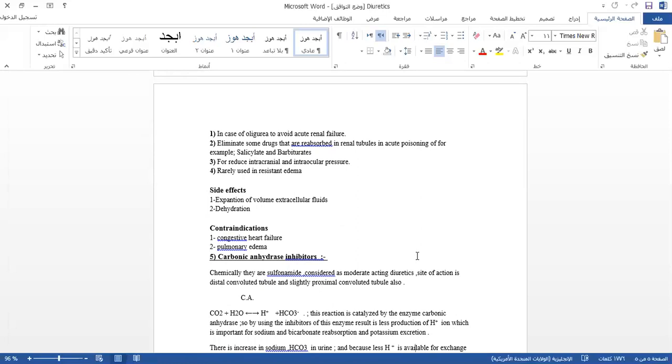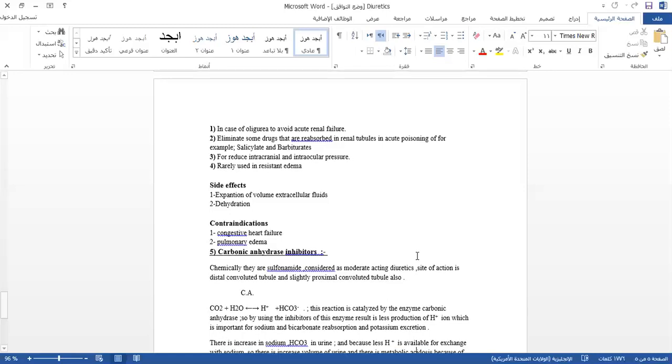Another group, number 5, is the carbonic anhydrase inhibitors, which we touched on at the beginning of our lecture, and the moderate efficacy diuretics, which we said are structurally related to the thiazide group and the sulfonamides, with the ability to inhibit carbonic anhydrase. The carbonic anhydrase inhibitors, chemically sulfonamides, are considered moderate acting diuretics. Site of action: the distal convoluted tubule, slightly affecting the proximal convoluted tubule.